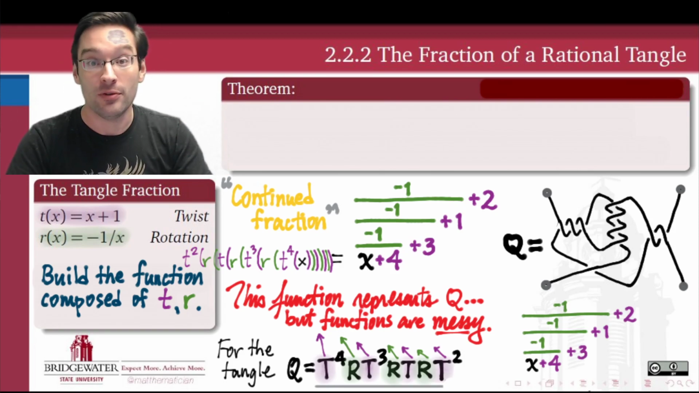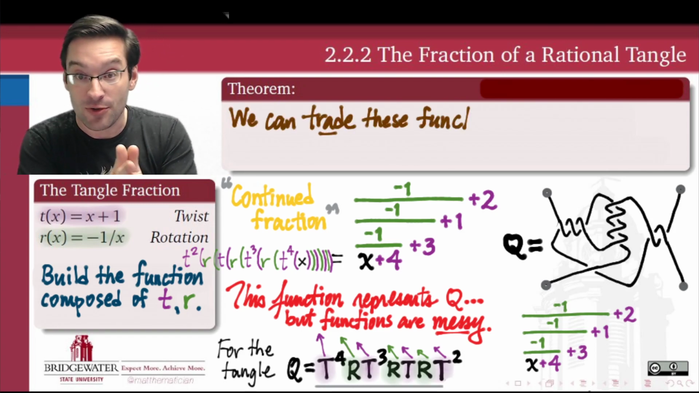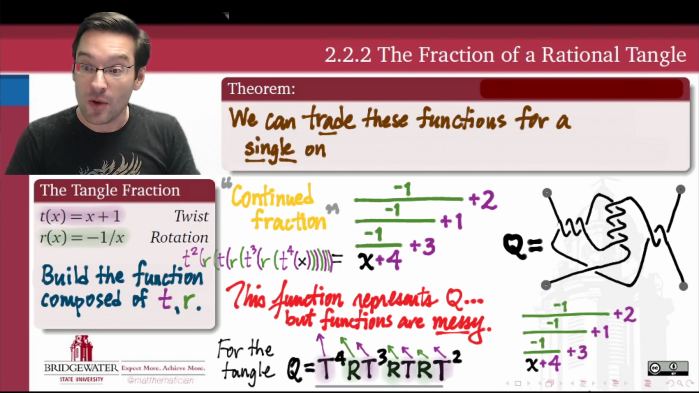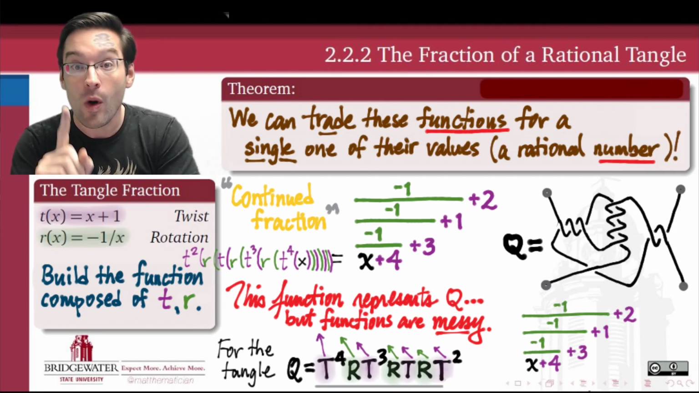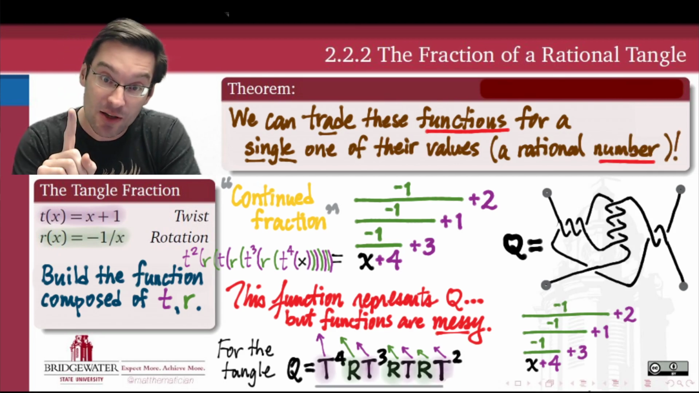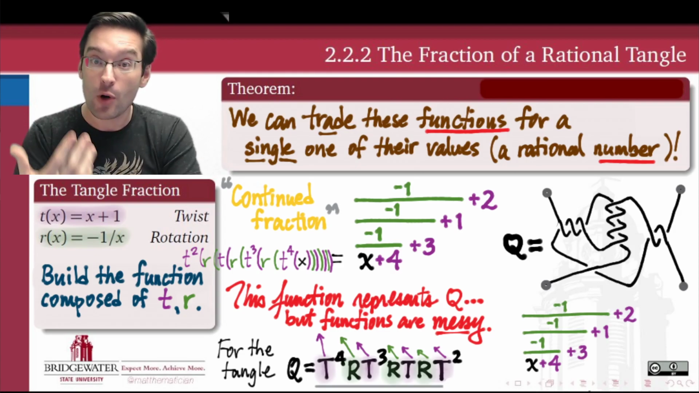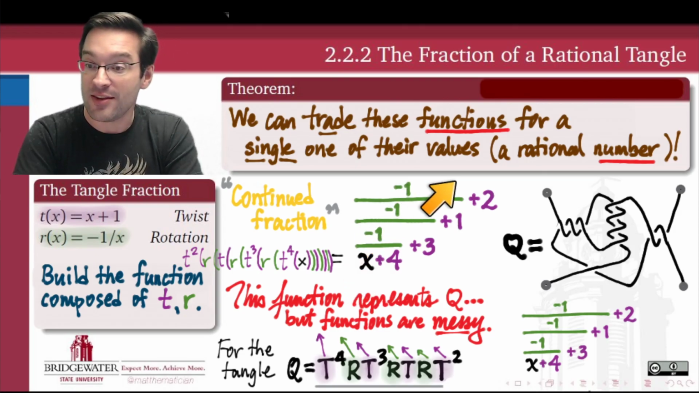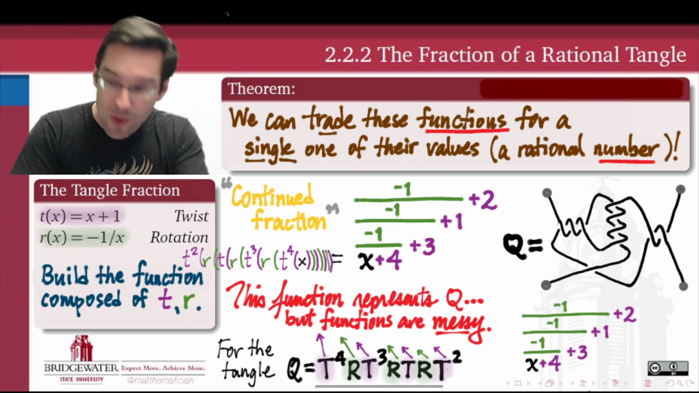So I have to prove why it is that we can get away with using only a single rational number instead of an entire function from the rationals to the rationals. Why is it that we can trade these nasty, messy functions for a single one of their values? In other words, a single rational number. How can a single number tell the same story about rational tangles that these nasty continued fraction rational functions do? So here's why.